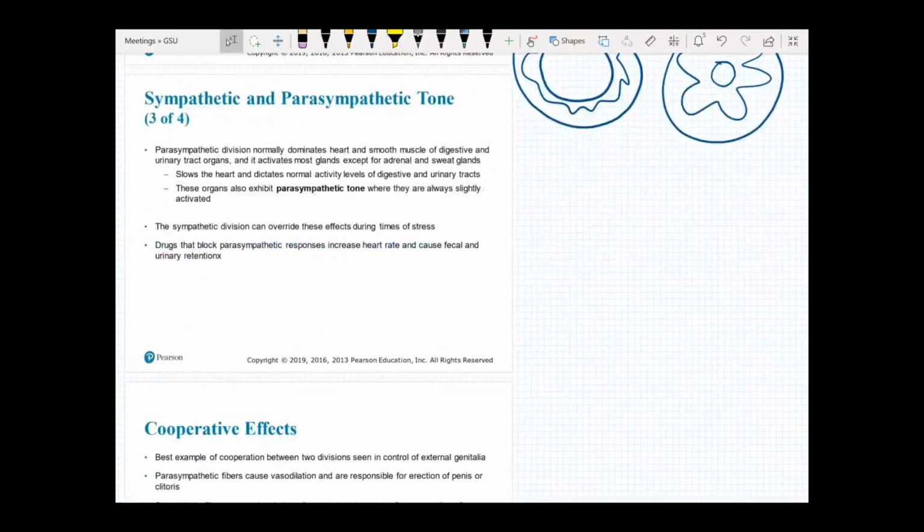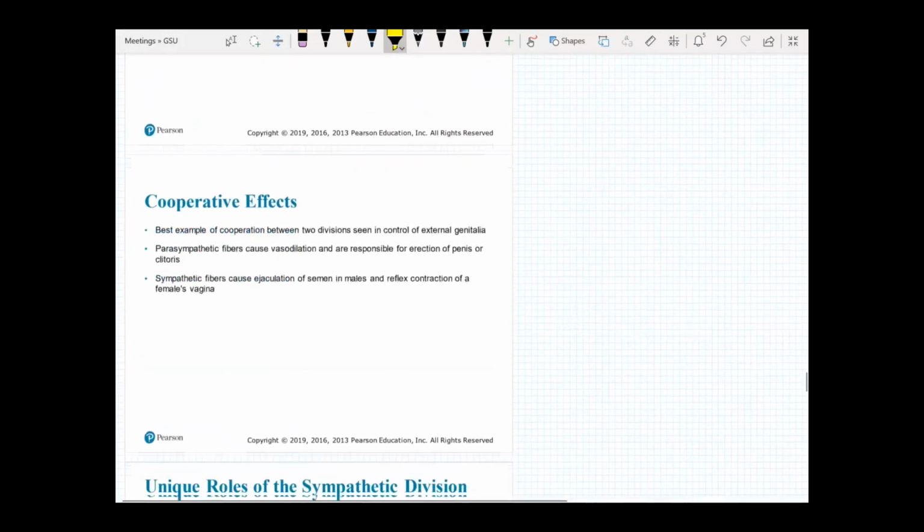Your parasympathetic will usually dominate your heart and your smooth muscles, not your blood vessels. Also your digestive and your urinary tract. So it will pretty much do the other types of glands and smooth muscle. So that's a different kind of effect on those two different types of muscles.